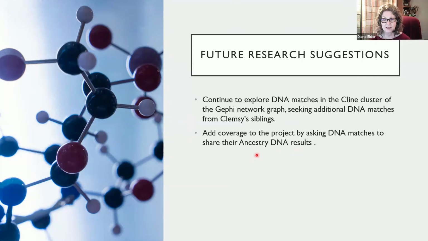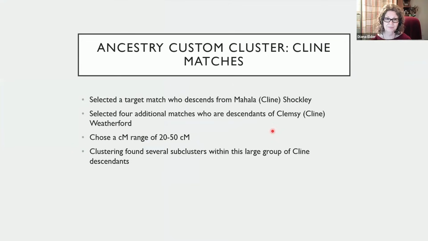Well, I could do this, but the neat thing is now with Pro Tools, I could actually add coverage just by seeing how many of those matches share with each other, and that will help. And I wondered if the new custom clusters would help me to find more matches. I've got that big Cline cluster, but would a custom cluster help me to narrow things down a bit?